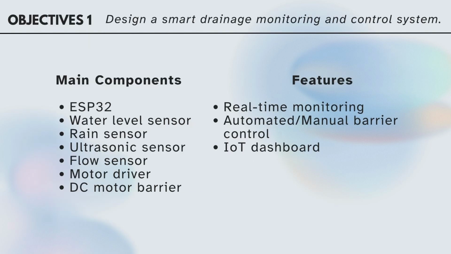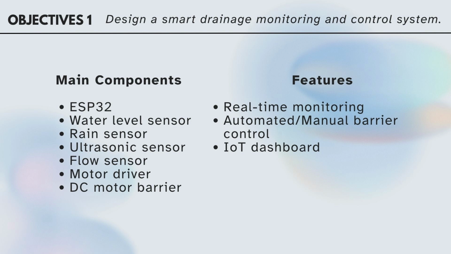For the system design, the core component of AquaShield is the ESP32 microcontroller, chosen because of its built-in Wi-Fi capability, which allows communication with the IoT dashboard. The system uses multiple sensors, including an ultrasonic sensor for monitoring water level, a rain sensor for detecting rainfall intensity, and a flow sensor for measuring water movement inside the drainage. To automate the physical barrier, we integrated an L298N motor driver and a DC motor.